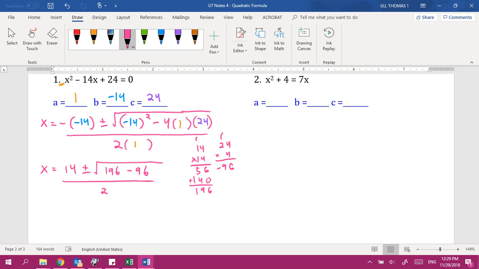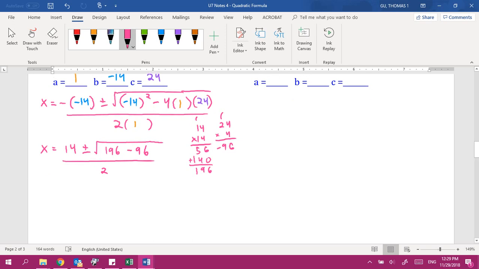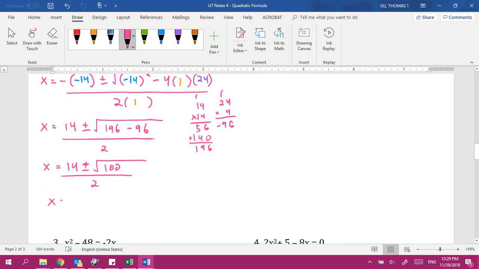Okay, the next step now after we've multiplied those terms out is to simplify what's inside the square root. So we got x equals 14 plus or minus square root of 196 minus 96. What is that? 100 over 2. Okay, after you've combined the terms inside the square root, then you want to simplify the square root expression if you can. So we've got x equals 14 plus or minus 10. The square root of 100 is 10, over 2.